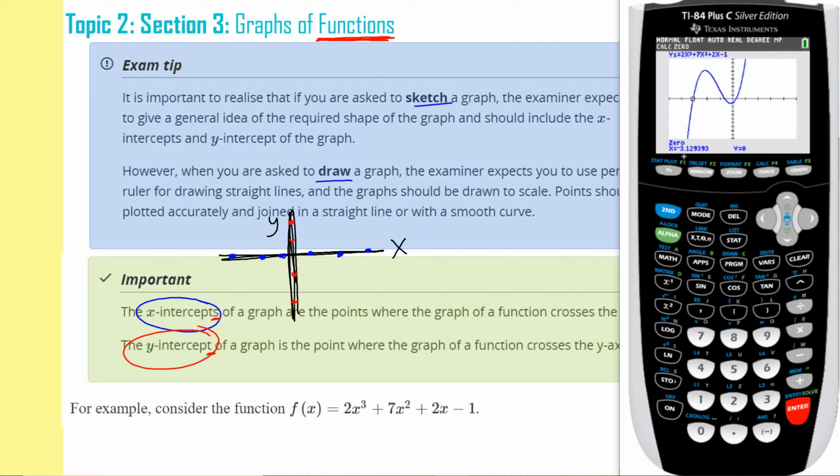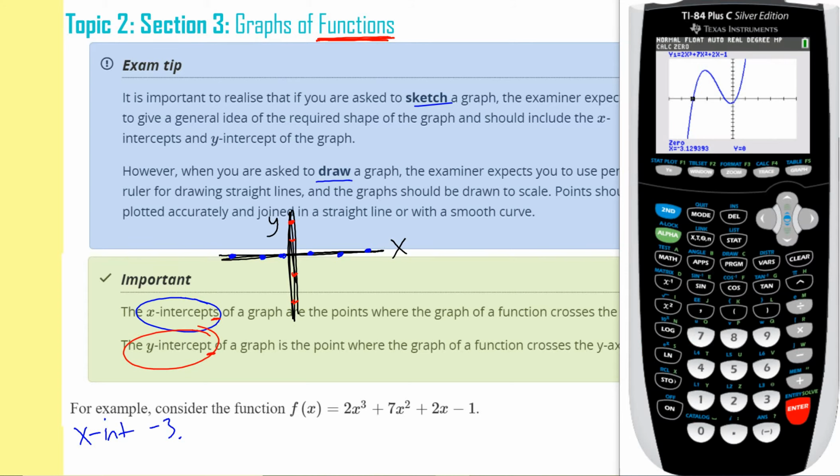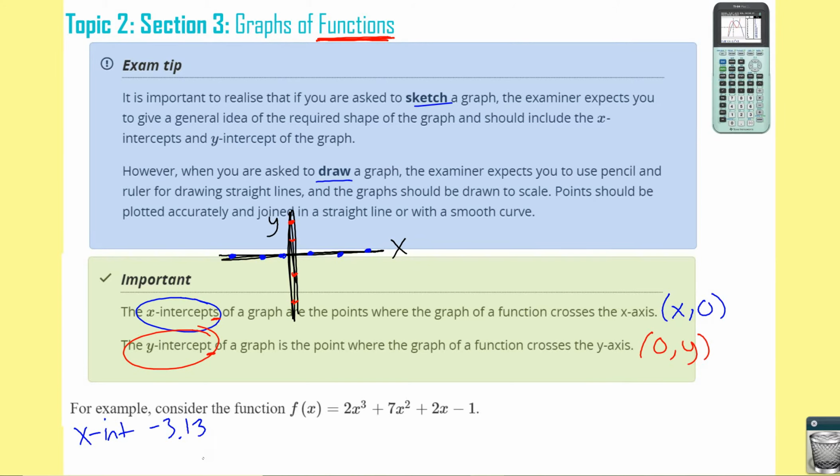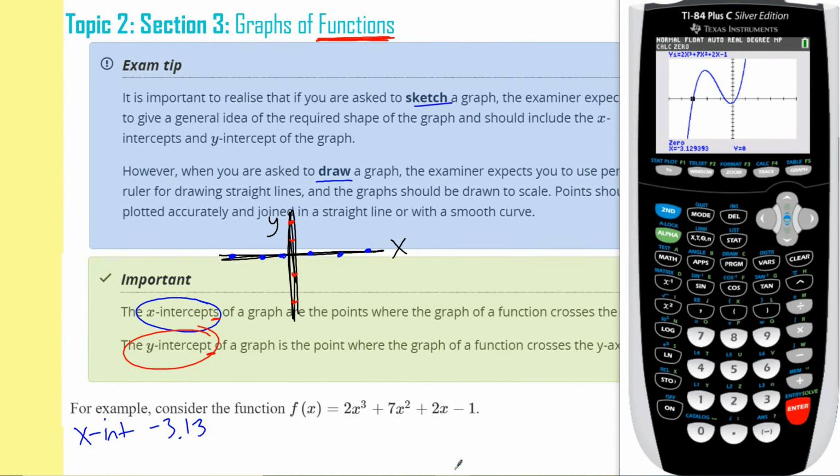Okay, so at -3.13. So the x-intercept for this one, here I'm going to write it, oh, I guess I should do it in blue. Stay color coordinated. Okay, so the x-intercept was at -3.13. We're doing 3 significant figures. That's not the only one.